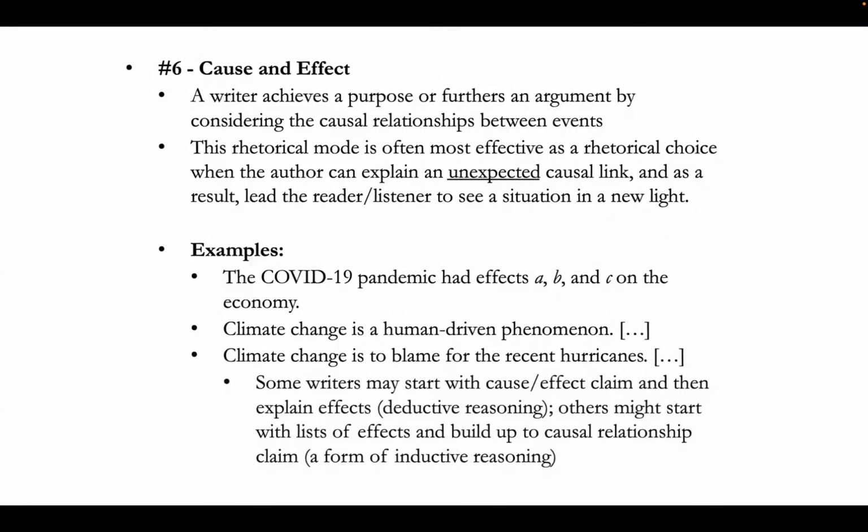Sometimes writers will start with the cause-effect claim and then explain effects, and that's called deductive reasoning, right? They say, here's a cause, here's a cause, here's a cause, and then here are all the effects of these causes. Others might start with a list of effects and build up to some causal relationship. So they start with all of these effects, and then that leads up to one central cause. And the reader might actually be able to figure out what the cause is even before the writer gets there, in some cases, if it's really well written.